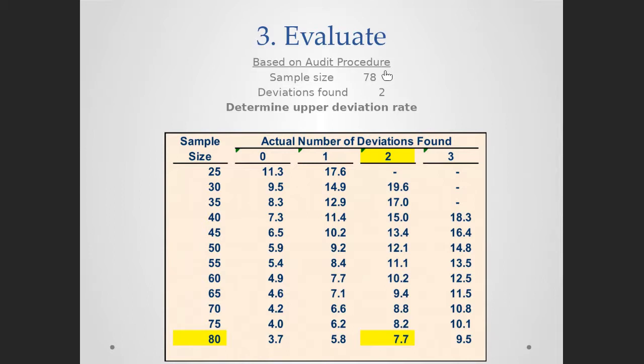Now, because in a classroom setting, I cannot give each one of you 78 checks, and you go through 78 checks and see how many deviations you have, we have to come up with the deviation without performing the actual procedure. But let's say we did go through 78 checks and we found two deviations, right?